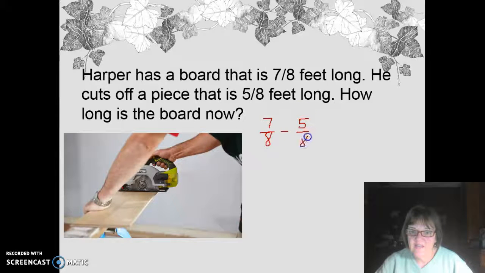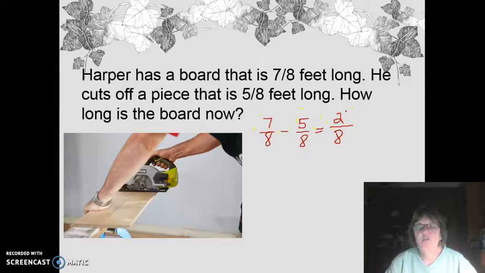Now again, 8/8 would be a whole, all right? 7/8 minus 5/8, we do not subtract our 8 because that would give us a really bad fraction. Zeros in the denominator are very bad fractions. But we're not subtracting a whole thing. We're subtracting just the top number, just our numerator. 7 minus 5 is 2. So we get 2/8. Okay, that's what's left of the board.